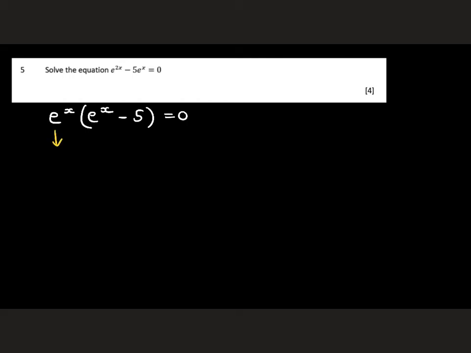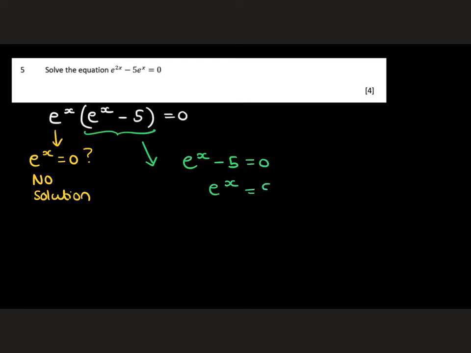Now, there are two things we want to consider here. Firstly, can we allow e to the x to equal 0? Unfortunately, we can't. There's no solution here, but we do need to actually state this and explain that there is no solution to this part of the equation. Now, the second part, on the other hand, neatly gives us e to the x minus 5 equals 0, e to the x equals 5, and then x equals ln 5. You can write down a decimal value and round it, but as we haven't been asked for a rounded answer, I'm going to present my answer in exact form as ln 5.